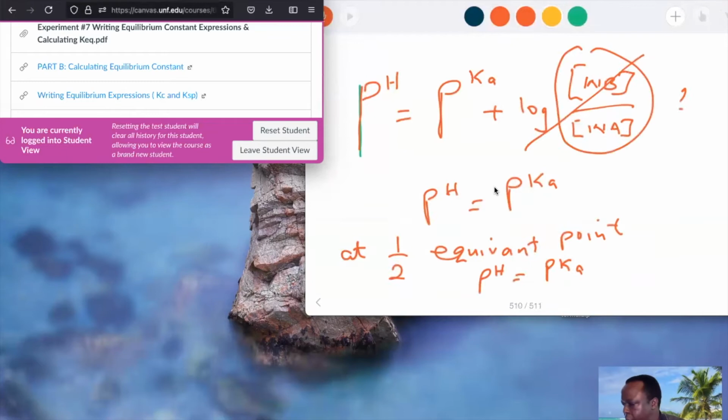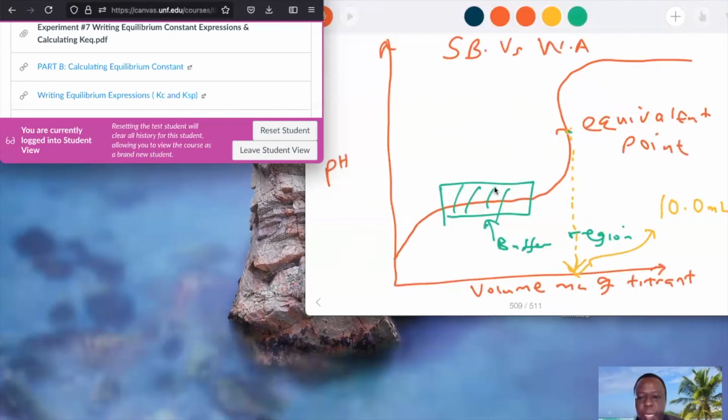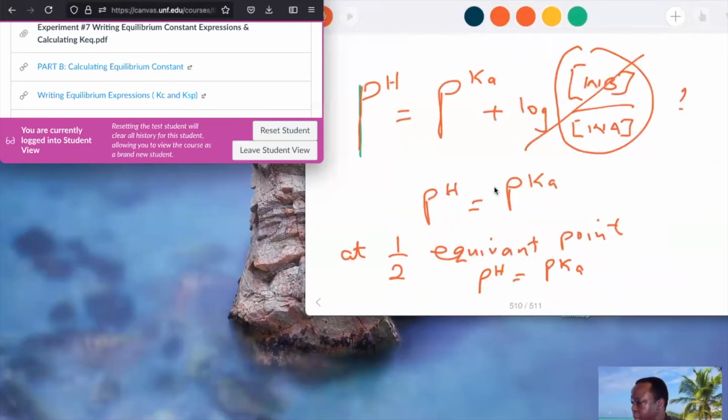So I'll ask, what is the pH at 5 mL? I'll just go to my graph, if I have the data, and say 5 mL is right here. What is the pH at 5? Then your pH is the same as the pKa from the Henderson-Hasselbalch equation. And from there, if you know the pH, which turns out to equal the pKa, you know the pKa.